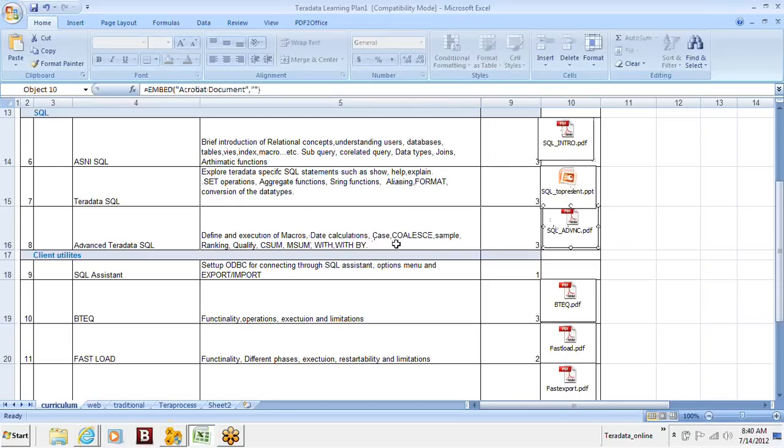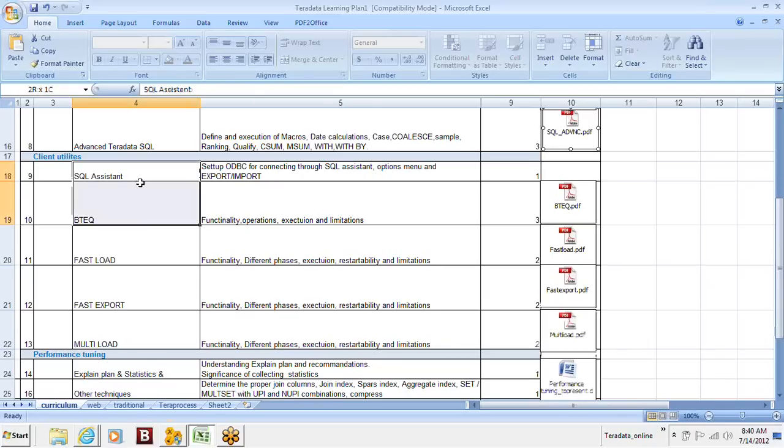So once we cover the SQL, we start with the Teradata tools and utilities: SQL Assistant, BTEQ, FastLoad, FastExport, and MultiLoad. For each and every utility, you will see the basic functionality, what operations you can perform with each tool, how to execute it, how to debug it in case of failure, how to restart it, and what the limitations of each tool are.